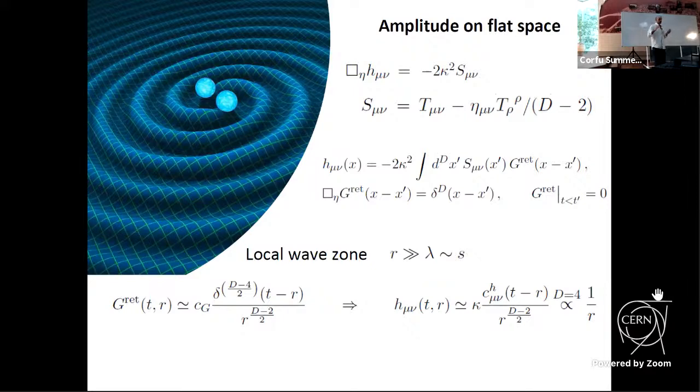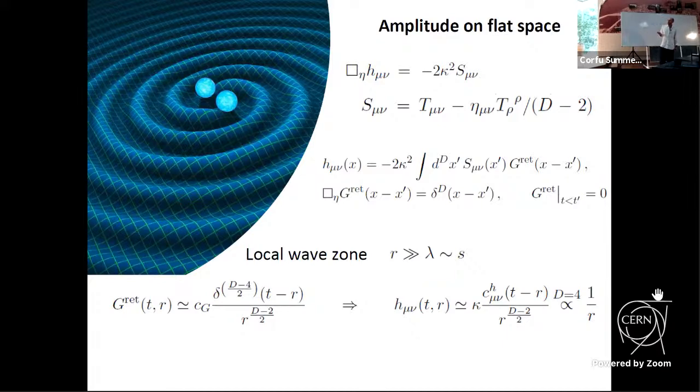So basically a gravitational wave in what is called a local wave zone, meaning a zone which is much bigger than the characteristic wavelength of a perturbation. So it's quite far away from the astrophysical object. You can imagine two spinning black holes, for instance. But it's much shorter than cosmological distances. So I don't need to take care of the cosmological expansion.